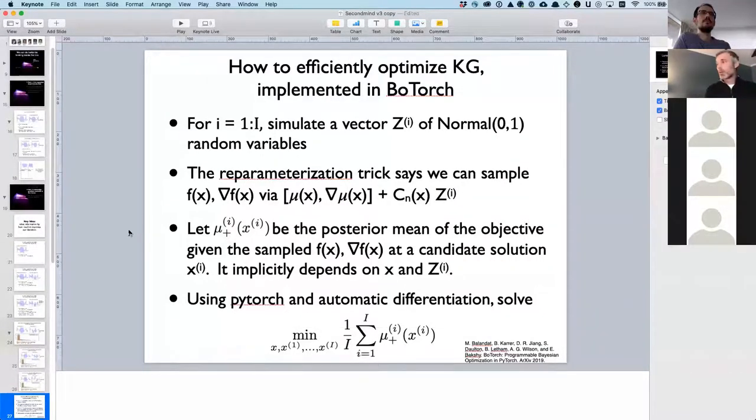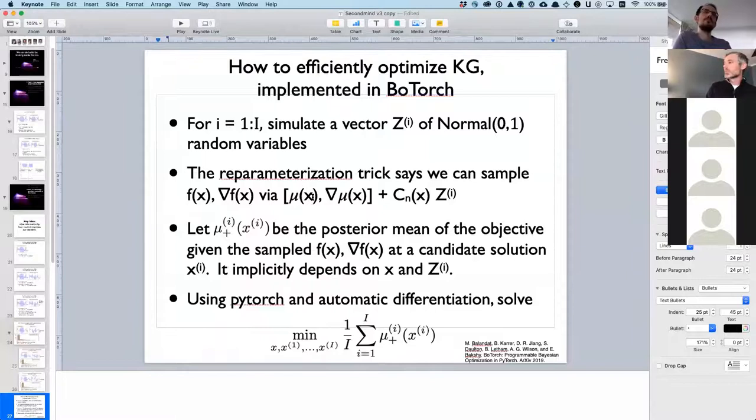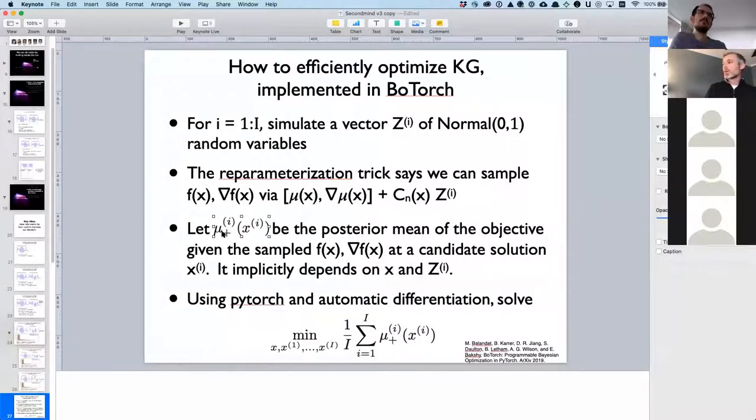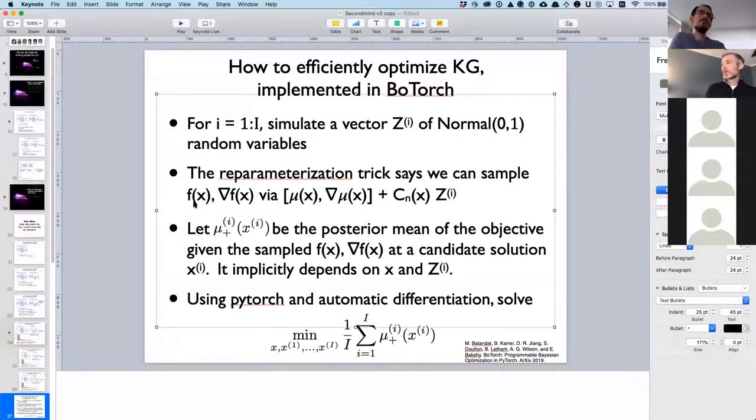Okay, so that's just a reminder. Then note that this depends on X. It depends on where I'm proposing to sample. Then you could think about the value of the new posterior mean that results from conditioning on these two observations. You can think of that as a function of where I'm evaluating the posterior mean, where I evaluated, and also this randomness in Z. Okay, so I'm defining mu plus of I just to be the posterior mean evaluated at a candidate point x of I.